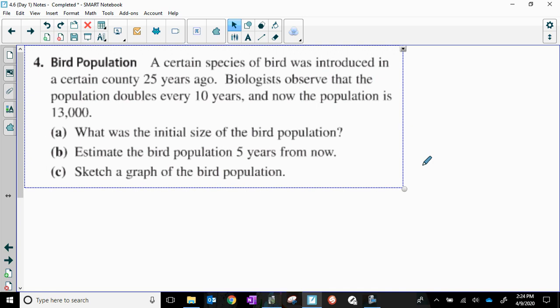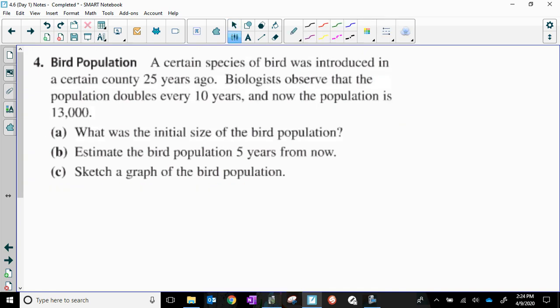So we have a certain species of bird that was introduced 25 years ago. Biologists observed that the population doubles every 10 years, and now the population is 13,000. So we're trying to figure out what was the initial size of the bird population. So today, t equals 25. So that's your time, it's 25. And today, there are 13,000 birds. Okay? So that's an ordered pair we have right now.